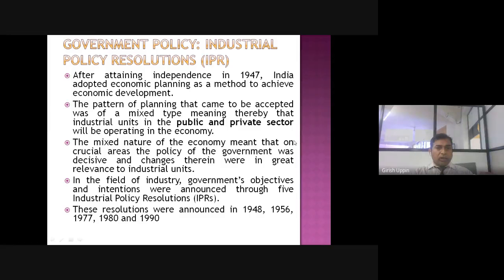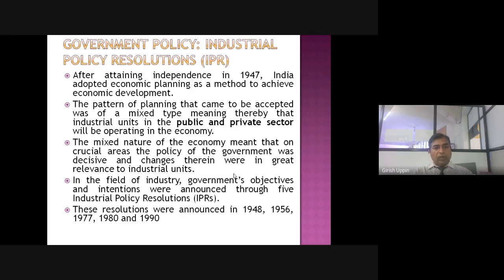The mixed nature of the economy meant that on crucial areas the policy of the government was decisive, and changes therein were of great relevance to industrial units. So this is the mixed nature of the economy, where the government had control through its policies, and it also decided which sectors were to be privatized and which sectors were to be kept under government bodies.